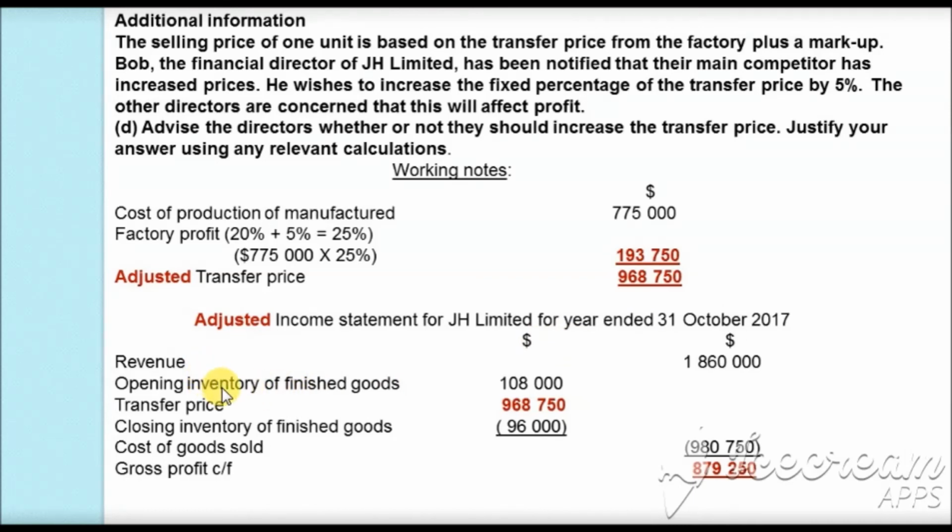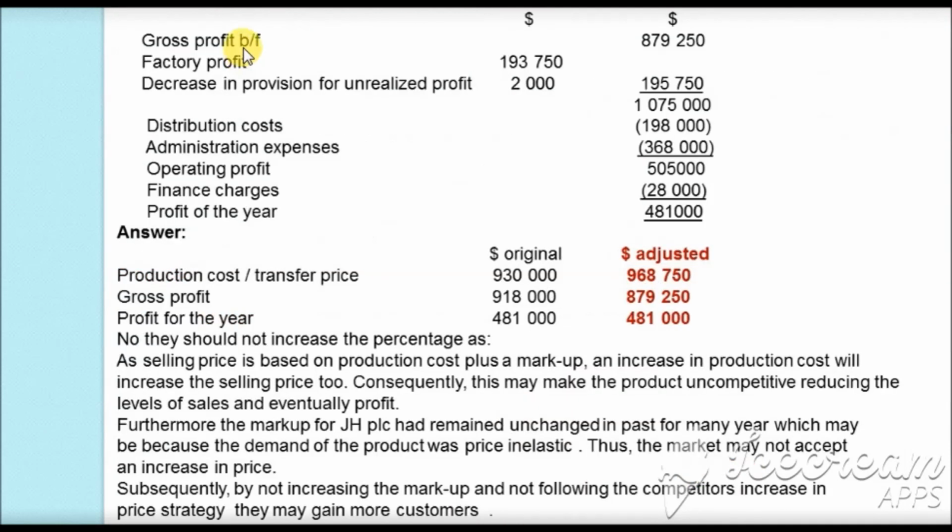will remain the same, the opening inventory will remain the same, just the transfer price will change, because now we have the new adjusted transfer price of $968,750. Because of this, the cost of goods sold will change, and hence the gross profit will change as it will be $879,250. Furthermore, in the working notes, I have shown that no doubt the gross profit has changed, but still the profit for the year will remain the same at $481,000.